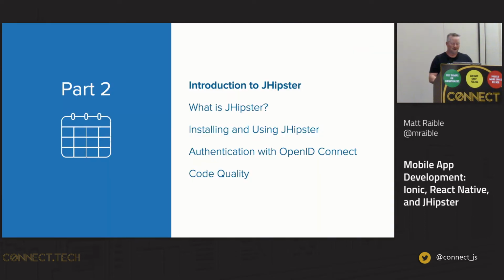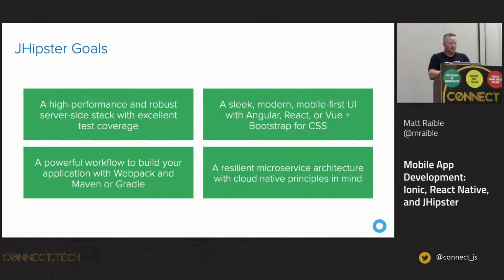So here we go. I'm going to talk a bit about JHipster, and then we'll go and show some demos, and I'll show you how to install and use it, as well as authentication with OpenID Connect, and we'll talk a bit about the code quality out of the box. So JHipster has a number of goals. It wants to be a high-performance and robust server-side stack with excellent code test coverage. It wants to use Bootstrap on the front end, so when people ask us, hey, can you use Angular Material instead of Bootstrap? We're like, well, then you've got to figure out how to do it with React and Vue, because we're trying to be unified across all of those frameworks.